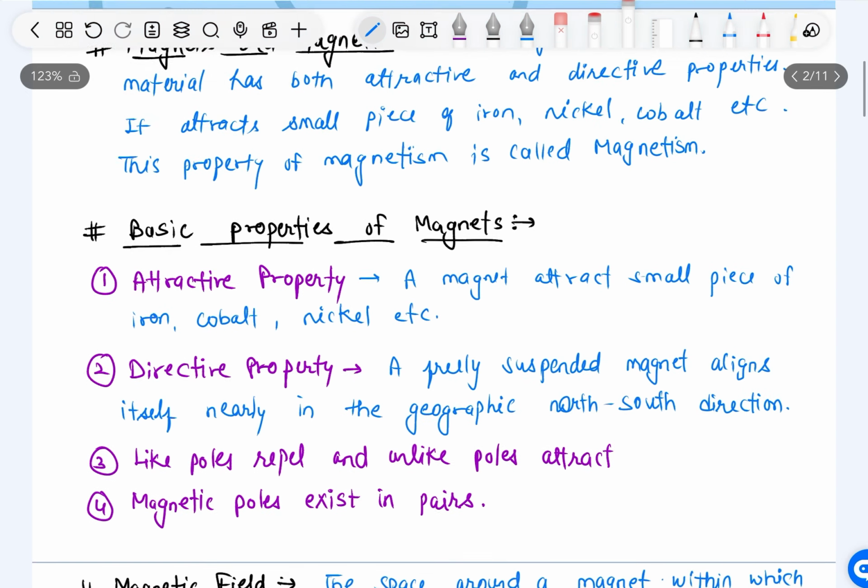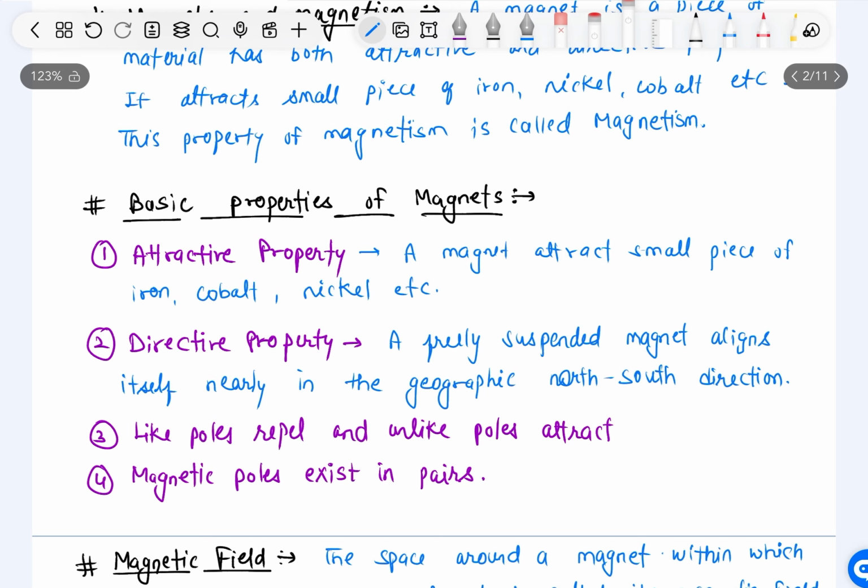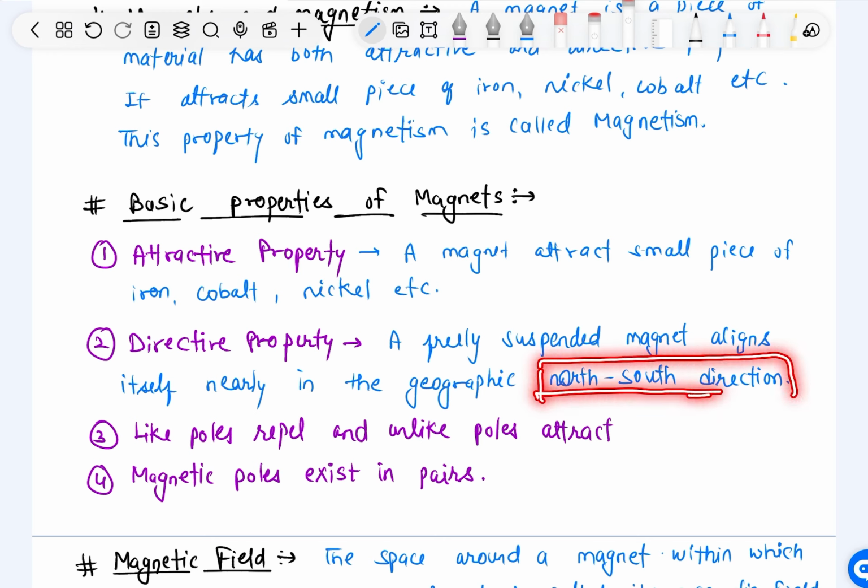Okay. Now next, what are the basic properties of a magnet? There are four basic properties of a magnet. First is the attractive property, which I already told you: a magnet attracts small pieces of iron, cobalt, and nickel. The directive property is when we freely suspend a magnet, it aligns itself nearly in the geographic north-south direction. It will always stop in the north-south direction.